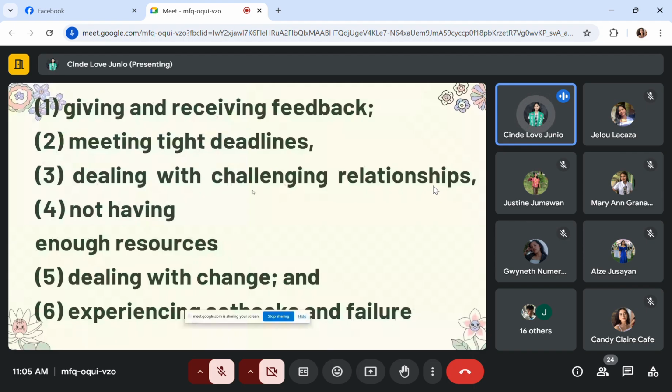And the last one is experiencing setbacks and failures. So you are handling mistakes and difficulties positively. So for example, you fail the midterm exam. Instead of giving up, you study harder to do better next time or in the finals.